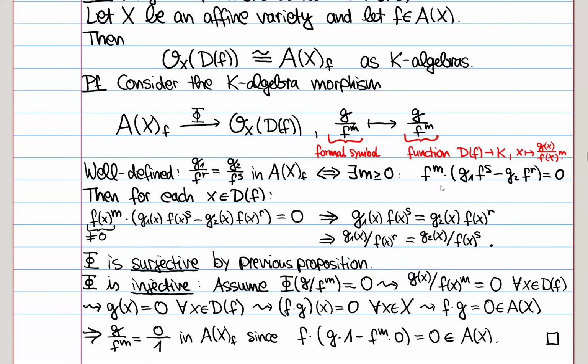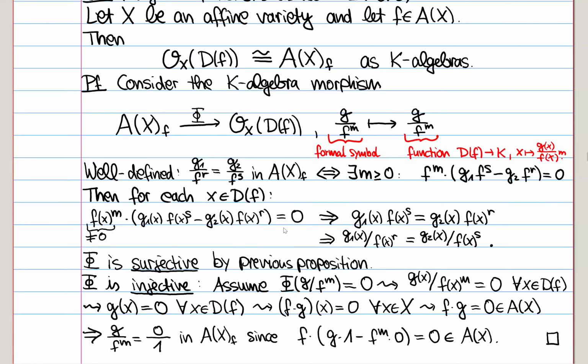So in other words, you're allowed to multiply by a power of f, and then this should become 0. And you want to use this condition to show that then the corresponding two functions on D_f are the same. So what you do is, for each x in D_f, you just evaluate the equation that you have at the point x and then hope that this gives you what you want.